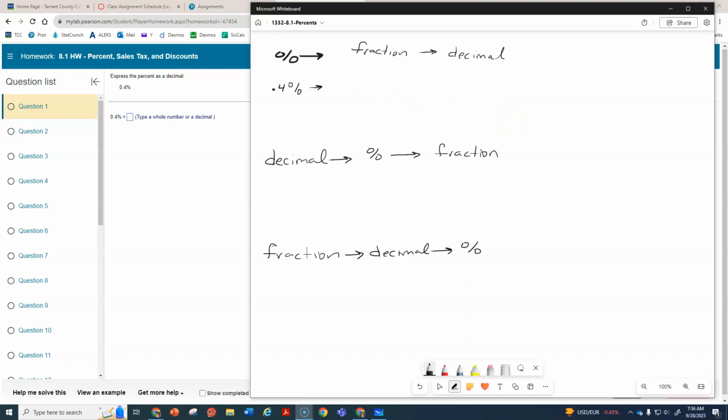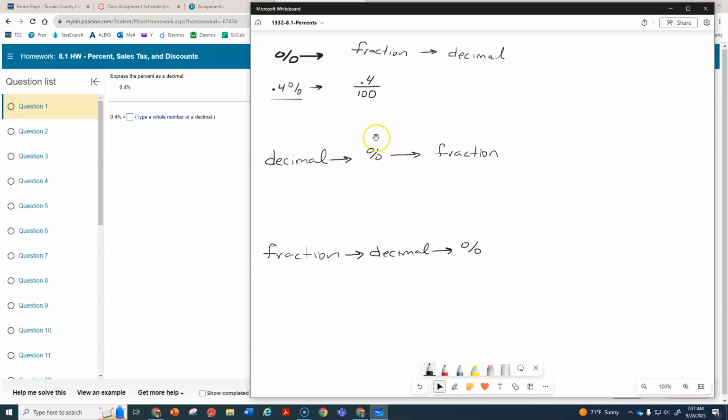I've listed it in the order that I think is easiest to do. Anytime you have to change a percent into a decimal, I think it's easiest to go to the fraction first. So if you have a percentage, you're simply going to take the number, leave the percent sign off. You're going to take this number right here, which is 0.4, and you're going to write it over 100, because that's what percent means. It means out of 100. So we're going to take 0.4 out of 100.